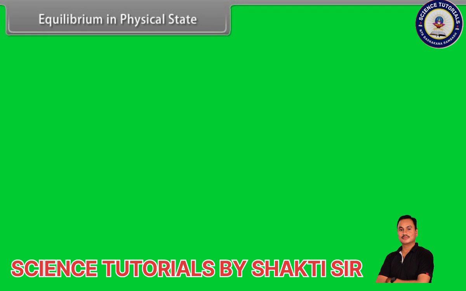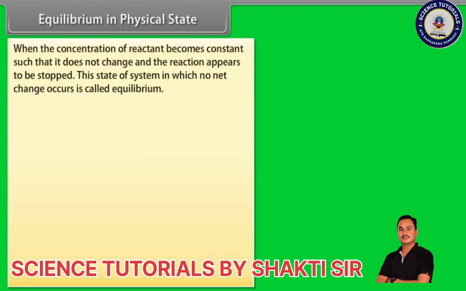Equilibrium in physical state. When the concentration of reactant becomes constant, such that it does not change and the reaction appears to be stopped, the state of system in which no net change occurs is called equilibrium.